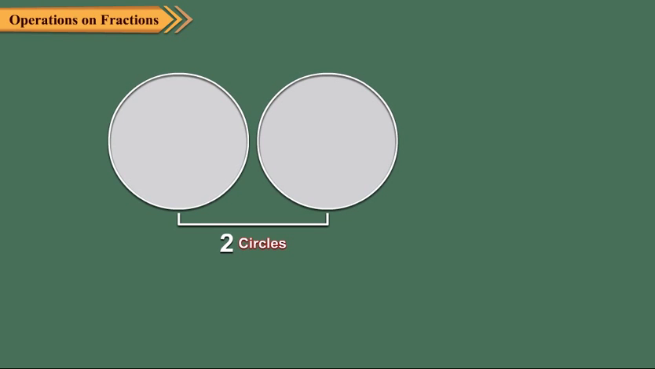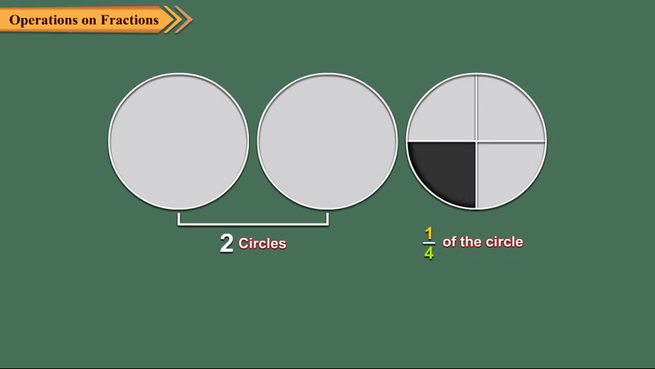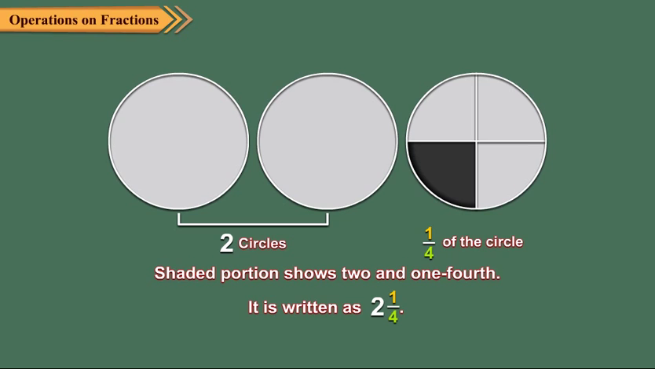Observe the circles. Here, 2 complete circles and 1/4 of another circle have been shaded. We say the shaded parts show 2 and 1/4. We write it as 2 1 upon 4. Since 2 1 upon 4 is a combination of a whole number and a fraction, it is called a mixed number or a mixed fraction. Each of 1 5 upon 7, 4 3 upon 5 and 2 1 upon 9 are mixed numbers.